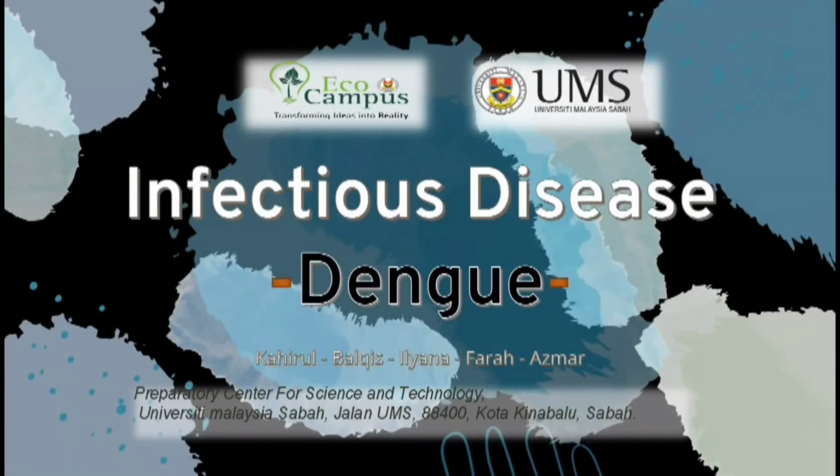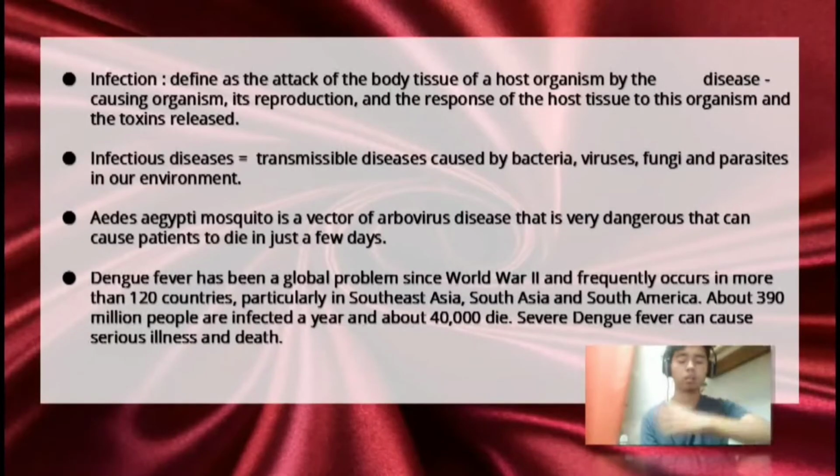Our group today will present about infectious disease, which is dengue. Our group members consist of Kahirul, Balqis, Ilyana, Farah and Azmar. We are all from the Preparatory Center for Science and Technology, University Malaysia Sabah.